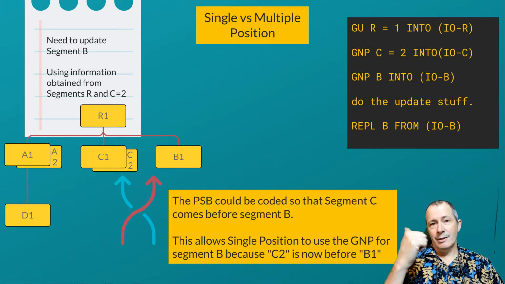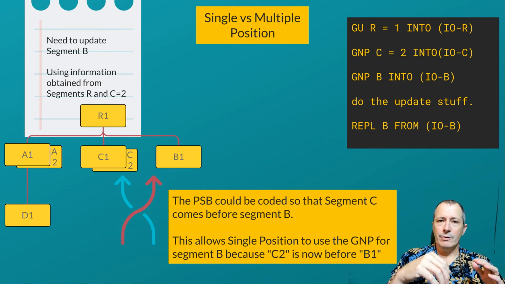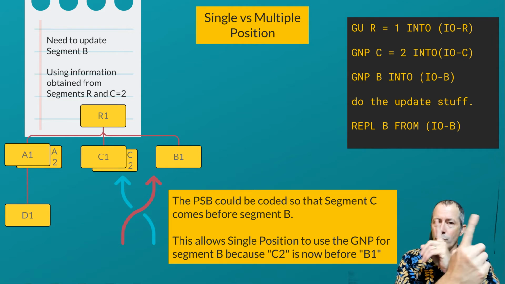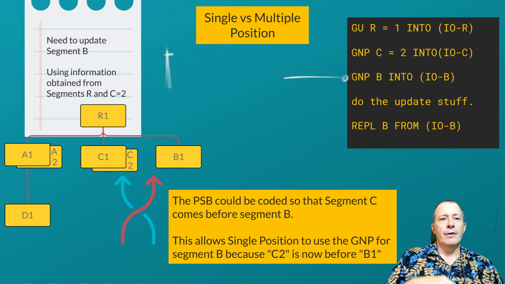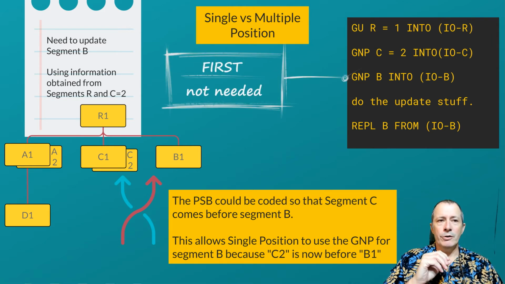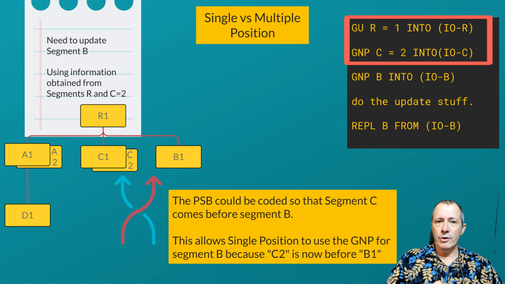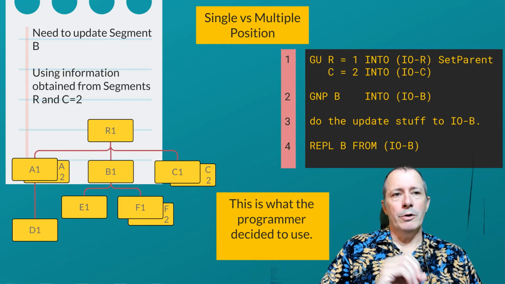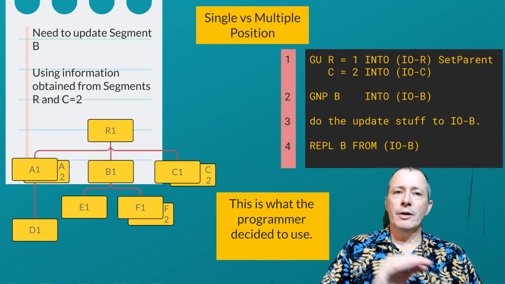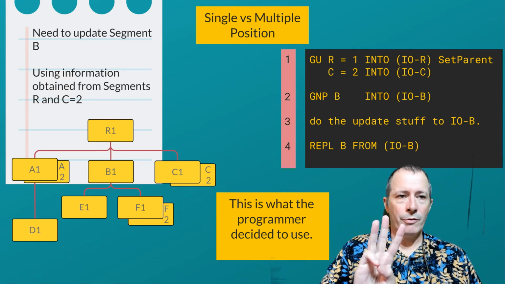On the database, C is after the B segment, but the PSB can do a virtual reordering. This removes the requirement to use the first command code for the get next within parent for segment B. Again, call 1 and 2 can be combined into a path call. This is what the programmer knew. This gets the number of IMS calls down to 3.